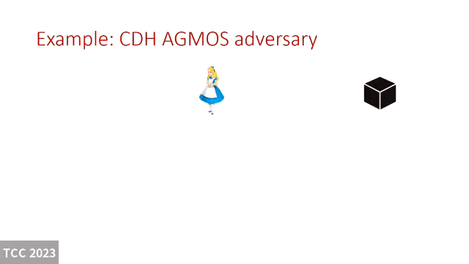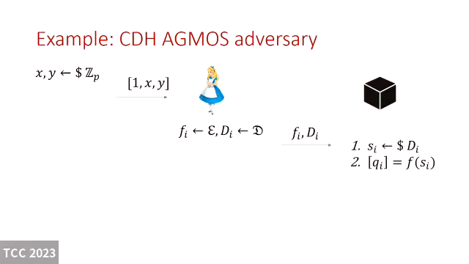Okay, so how can we use this model? Let me show you how we can prove that the CDH assumption is secure in this new model. We have this AGMOS adversary. We give this adversary a CDH challenge. Then this adversary can perform its computation. At some point, it will perform some queries to the oracle. The oracle responds as we have described before.